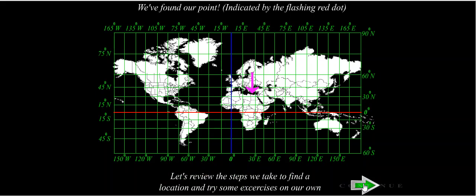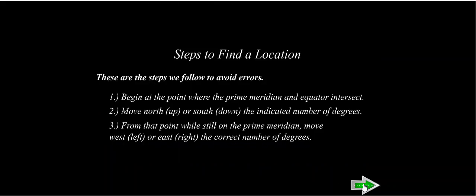Let's review the steps we take to find a location and try some exercises on our own. Steps to find a location. These are the steps we follow to avoid errors. Number 1, begin at the point where the prime meridian and the equator intersect. 2, move north, up, or south, down, the indicated number of degrees. 3, from that point, while still on the prime meridian, move west, left, or east, right, the correct number of degrees.